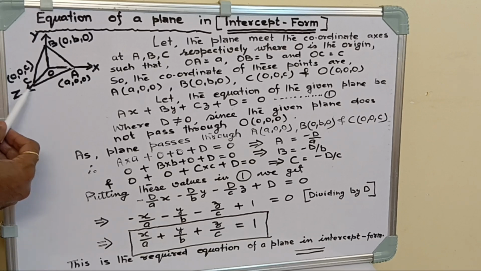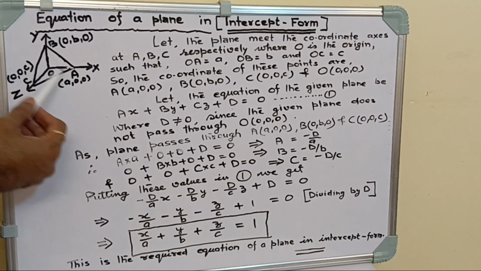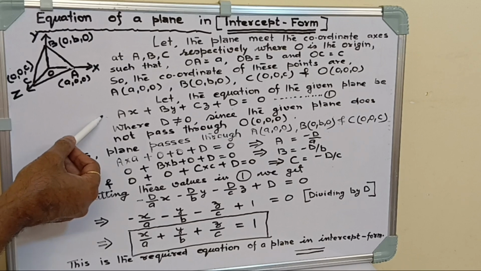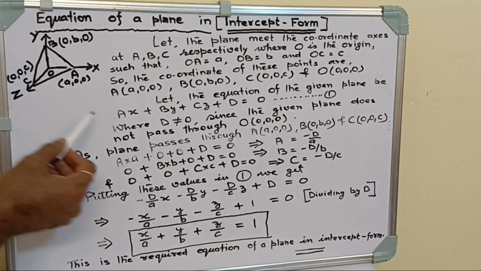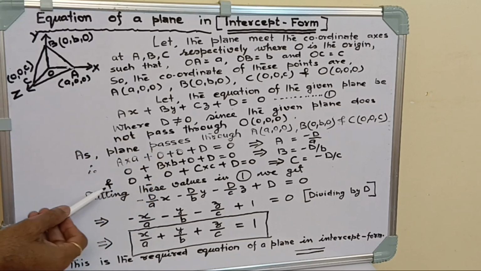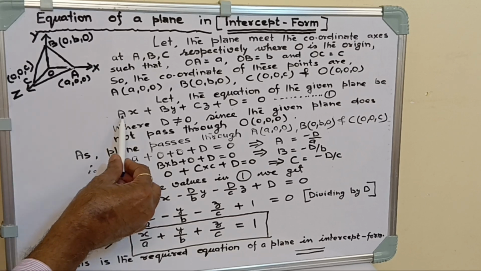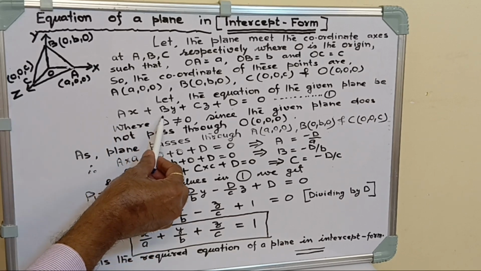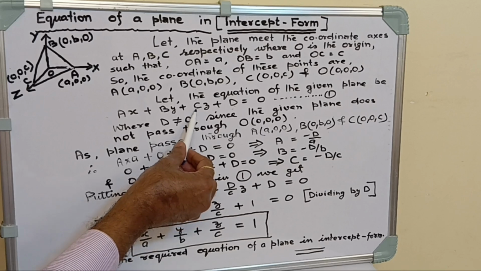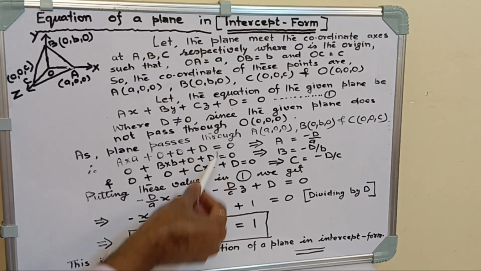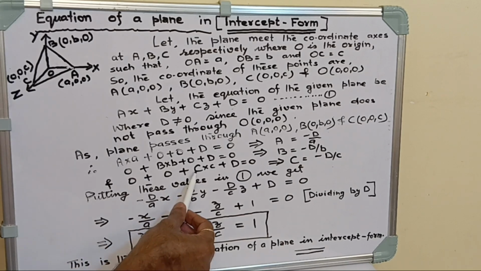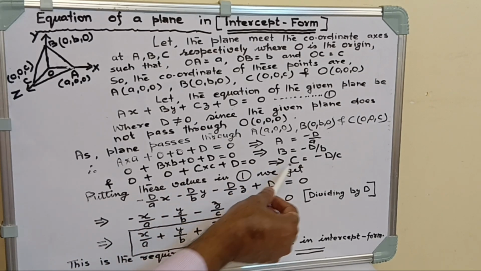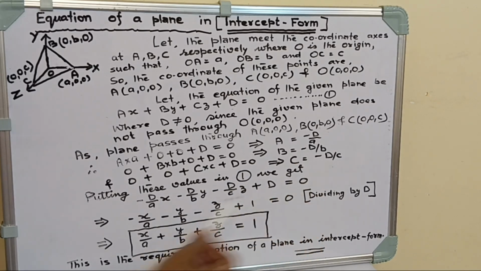Coordinate of point C (0, 0, c) satisfy the equation of a plane, this equation 1. So, putting here x is equal to 0, y is equal to 0, and z is equal to c in equation 1, we get a into 0 is 0, plus b into 0 is 0, plus c into c, plus d is equal to 0. So c is equal to minus d by c.